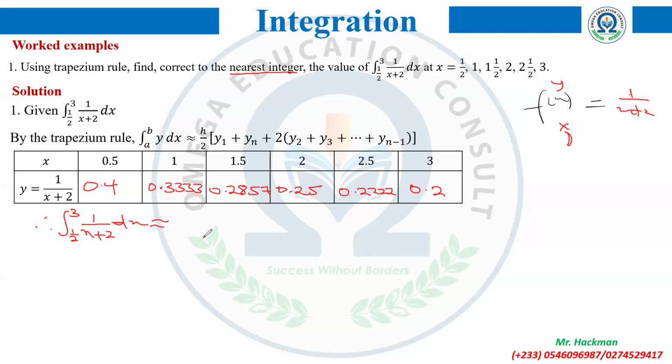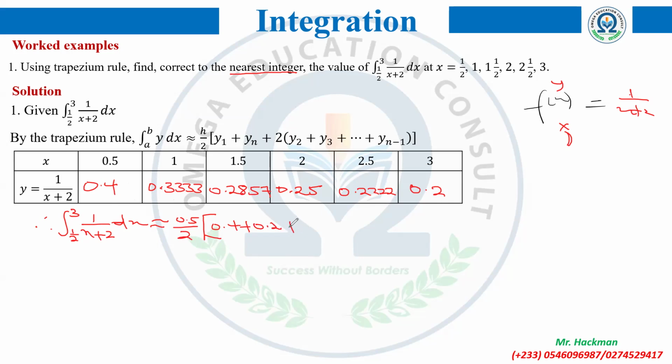Anyway, let's move on. So your h is 0.5. Do you agree? All over your 2. Then in brackets, your y sub 1 is this first y, 0.4, plus y sub n, the last y, 0.2. I hope you are following, my professors.